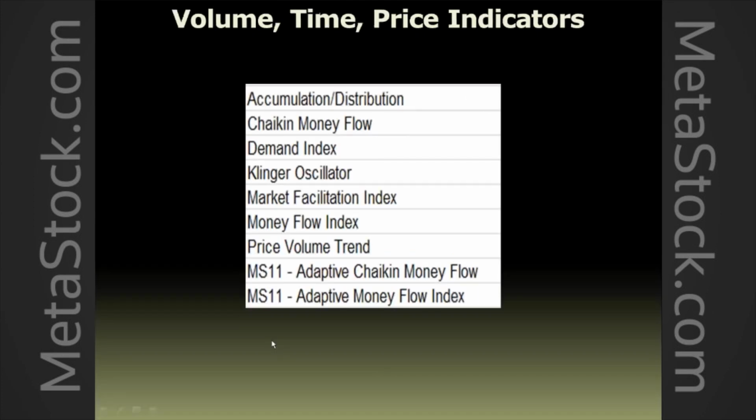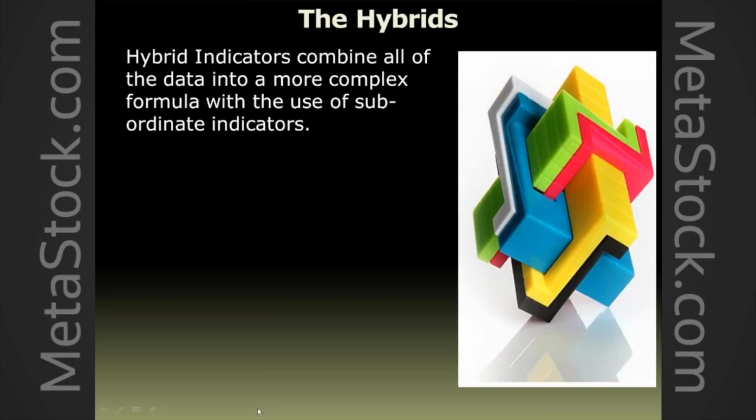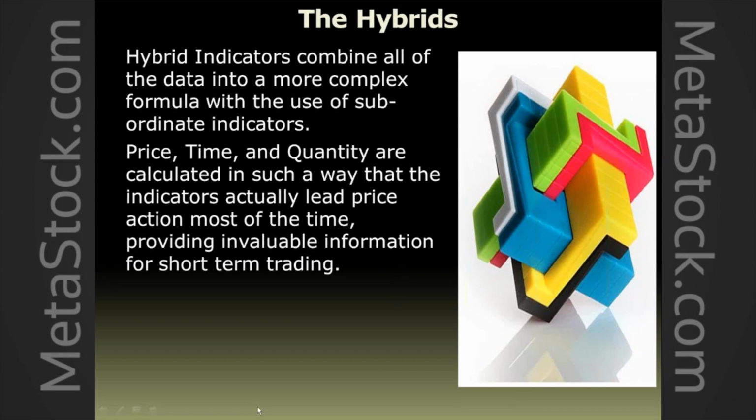Okay, the volume, time, and price indicators are also very rare. There's only a few, plus the ones that TechniTrader has included in MetaStock. So these are some of the volume, time, and price indicators. They include all three. They're superior indicators to price and time. Hybrid indicators combine all of the data into a more complex formula with the use of subordinate indicators. Price, time, and quantity are calculated in such a way that the indicators actually lead price action most of the time, providing invaluable information for short-term trading.